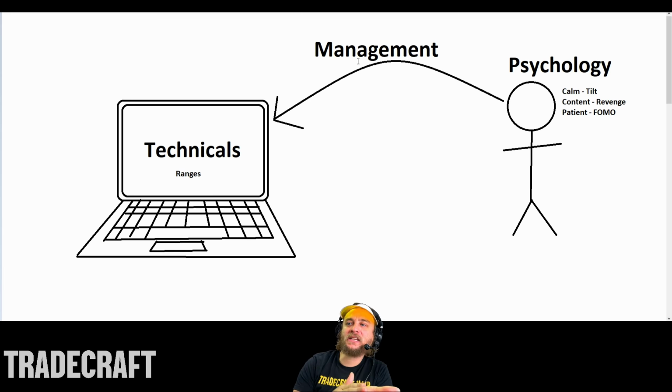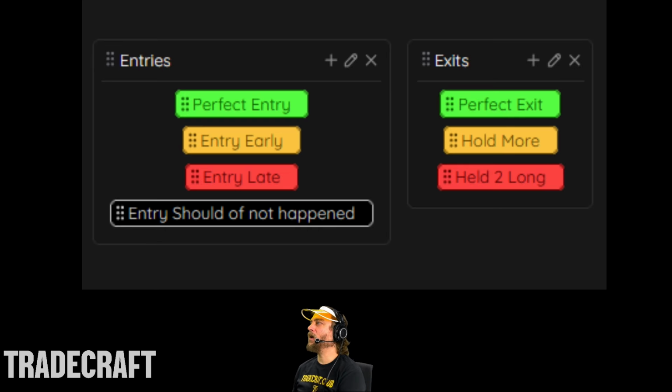If you're constantly seeing tags like late entries, and here are my entry and exit groups, by the way. So we have perfect entry, early, late, entry should not happen, so this would be impulsive, essentially. Perfect exit, hold more, held too long. So if we're seeing a lot of late entries, that's telling us that we're FOMOing into trades. So we want to know that.